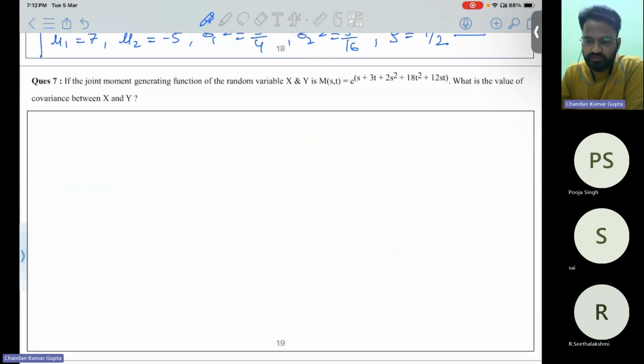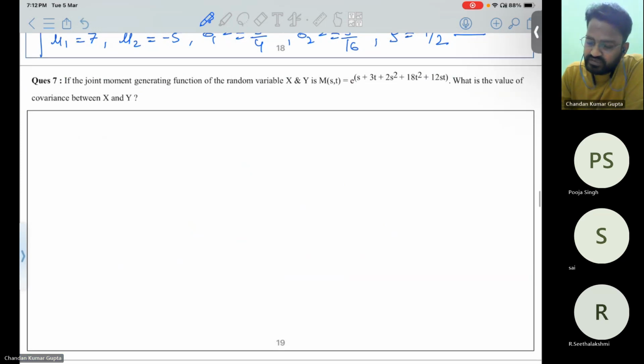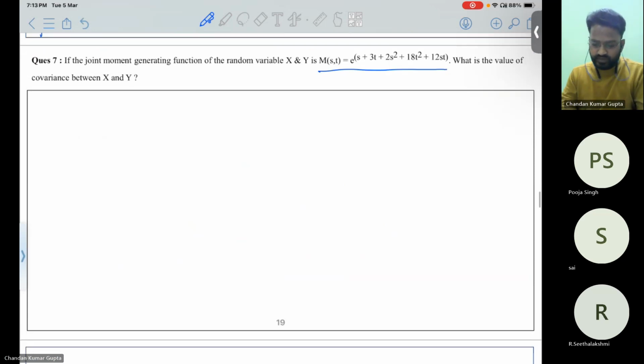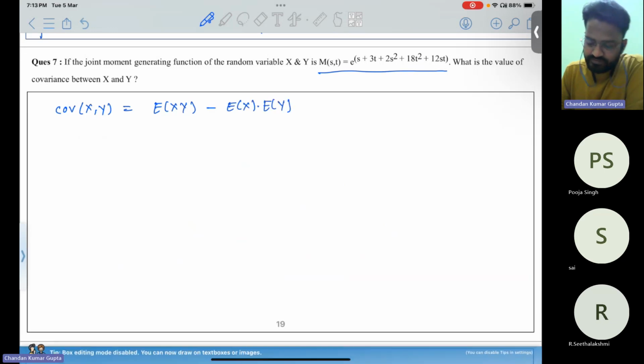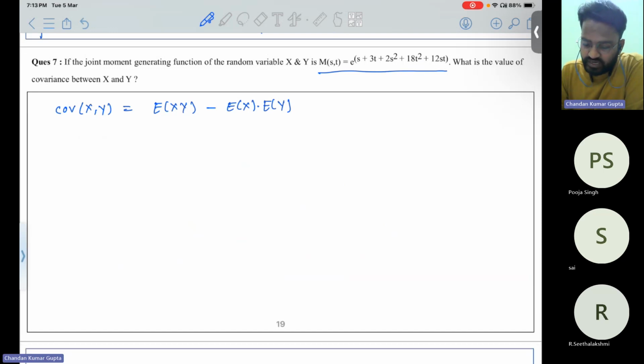Now the next question is: if the joint moment generating function of the random variables x and y is like this, then what is the value of the covariance between x and y? So we need to calculate the covariance. Covariance between x and y is defined as expectation of xy minus expectation of x into expectation of y. So first we need to calculate the expected value of x, expected value of y, and expected value of xy.